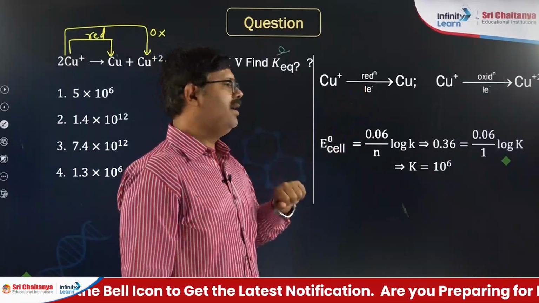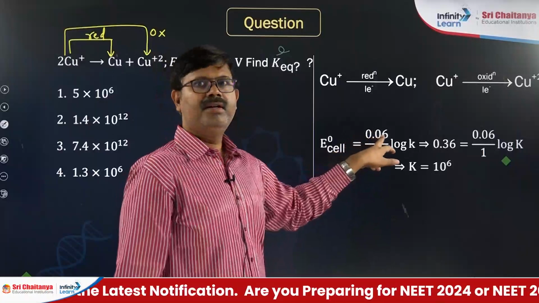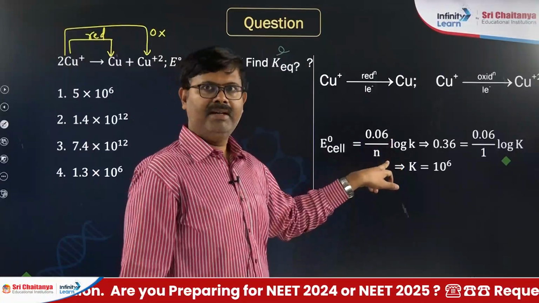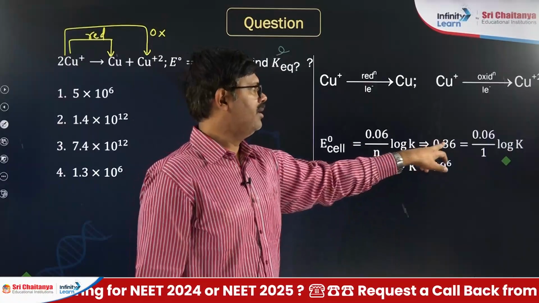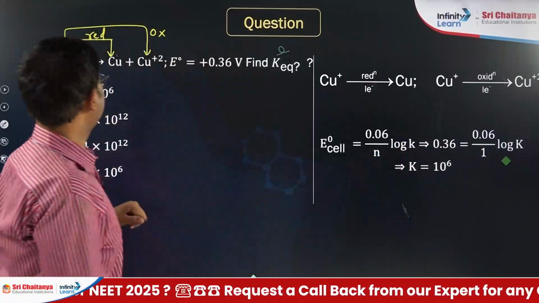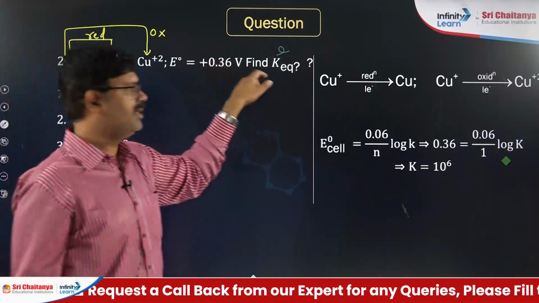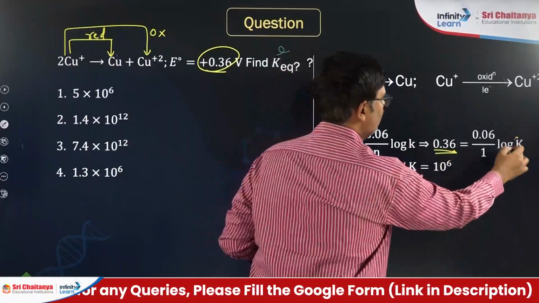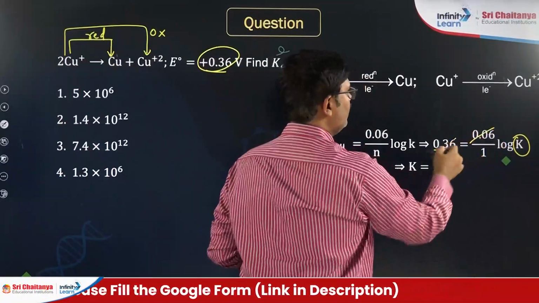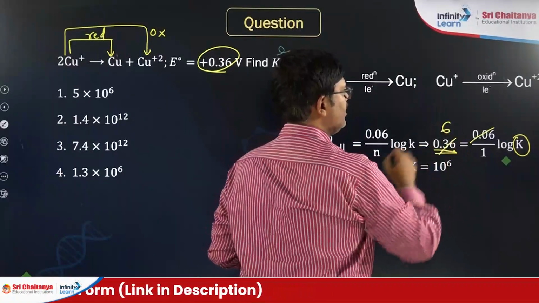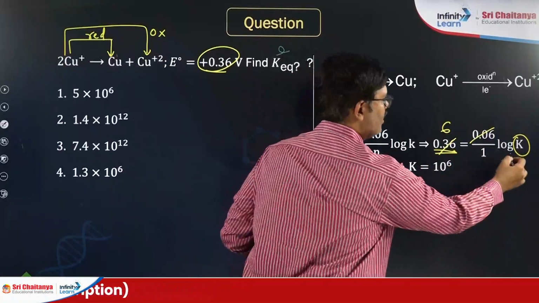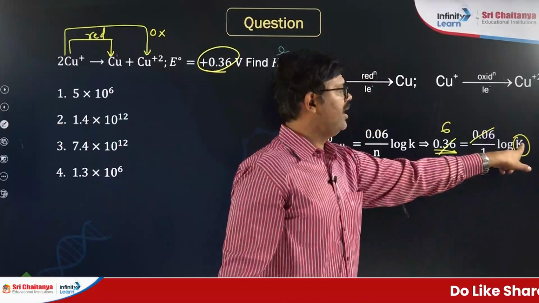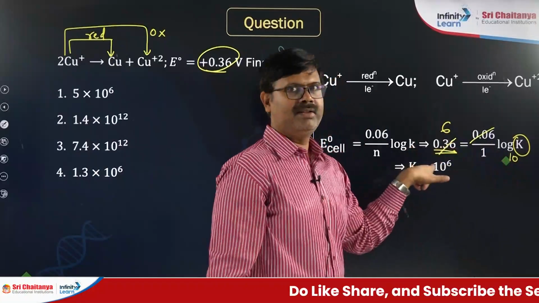So n is 1 here, and E naught cell is equal to 0.06 by n into log K. Substitute E naught cell, which is given in the question, 0.36, and therefore here the 6 times will cancel, and log base 10 is there. So for K, you will get 10 power 6.